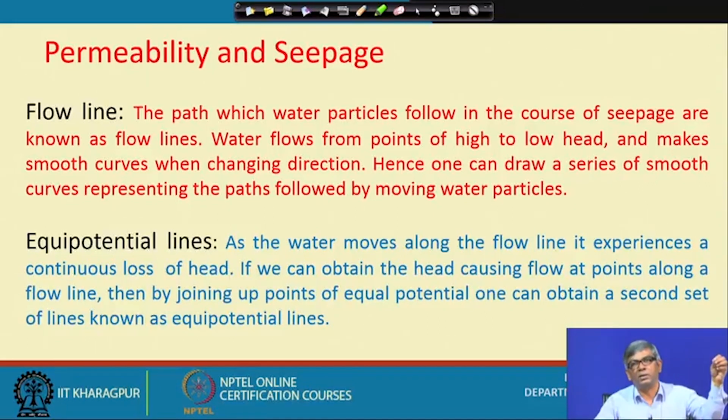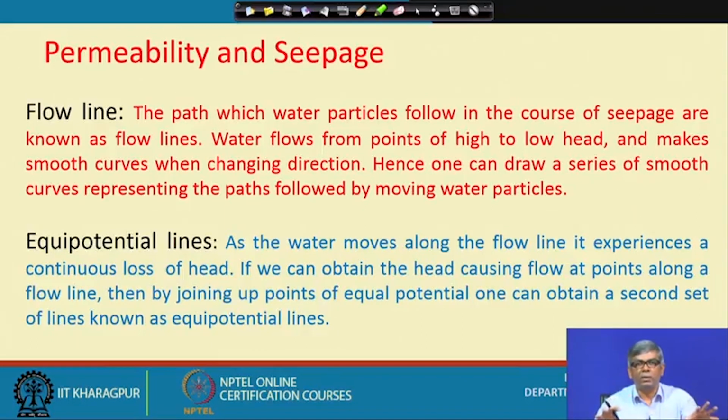On the upstream side, we can consider a point and suppose we move along with the water, then tracing that point I can draw a smooth line. Like that, I can think of a number of them at different locations, and I can draw a number of flow lines. Similar to that, the equipotential line: as the water moves along the flow line, it experiences a continuous loss of head. That means we start at a higher head, but as water moves in this direction, the head here will not be the same as the head there. So, because of this process of flow, there will be loss of head.